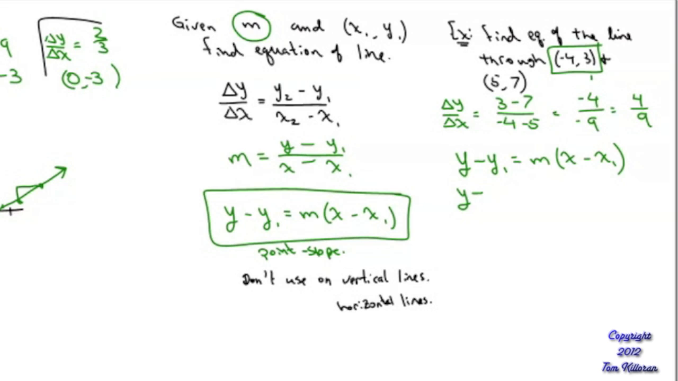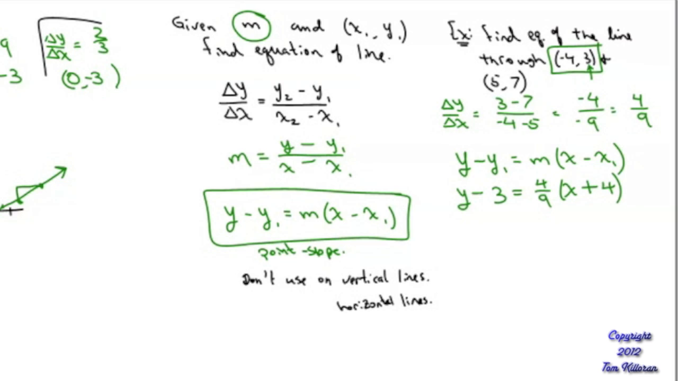So this becomes y minus 3, because this is the y coordinate I'm looking at. Don't be looking at the slope. Equals m, which represents the slope, which is 4 nines, times x minus negative 4. A -4, so this minus becomes plus. And now what? You did it.